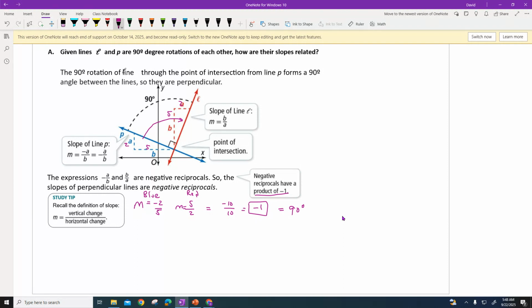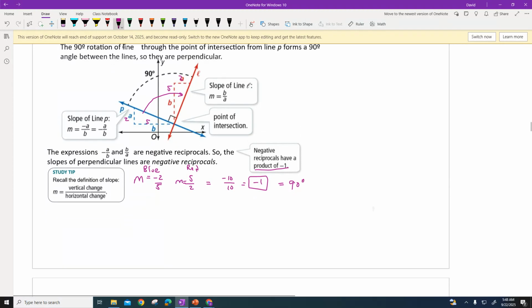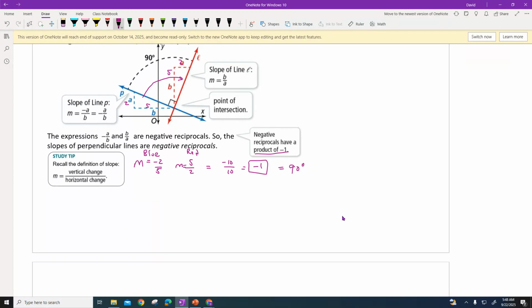Now here's the rule for when we're writing equations. Look, all they did is flip it. The 5 goes on the top, 2 goes on the bottom, and they changed the sign. That was a negative, the new one's positive. So the rule for perpendicular lines on the slope is: flip the fraction and change the sign.